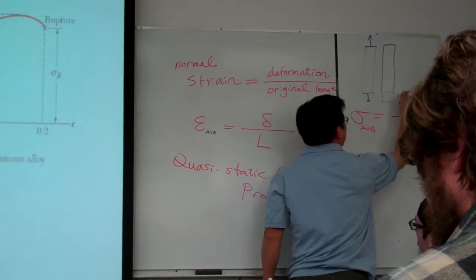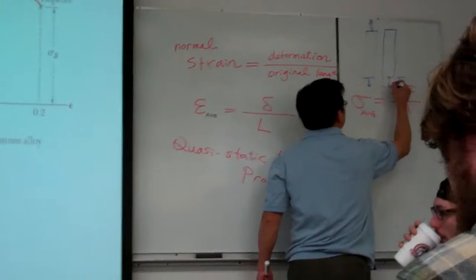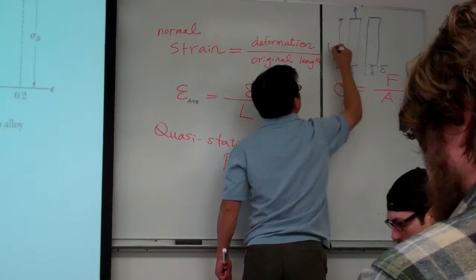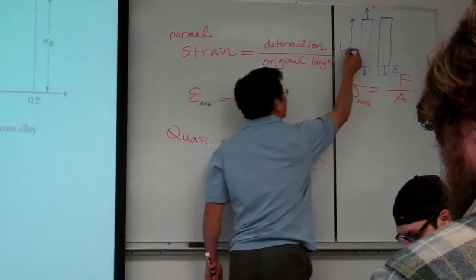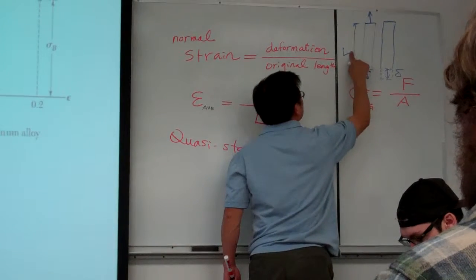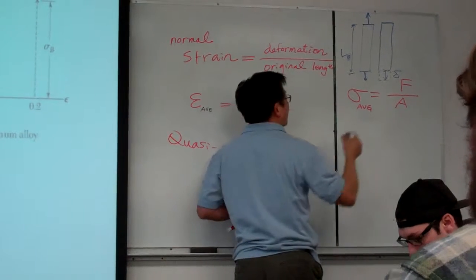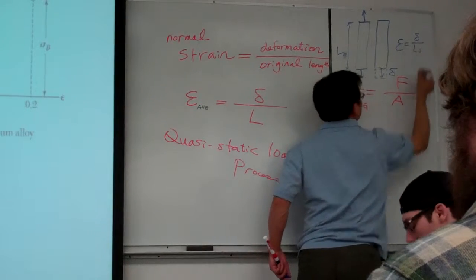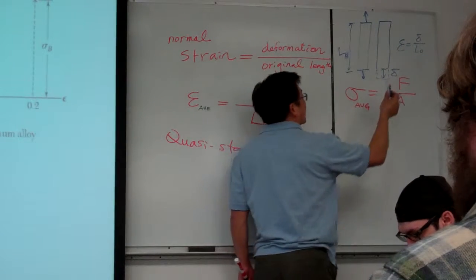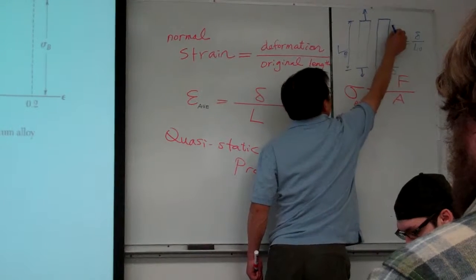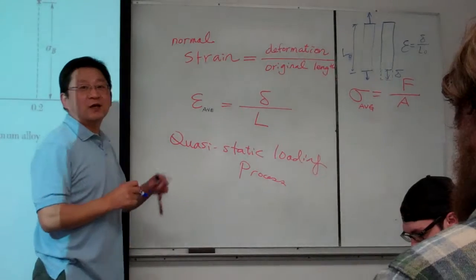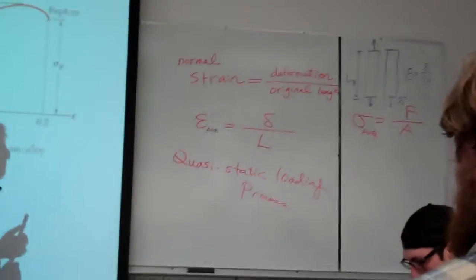And then this is our deformation here, from here to here. And this is our original length, and let me call it L0. So by our definition, strain is simply delta divided by L0, that's it. Not delta divided by the deformed length, no. We just take the simple definition.